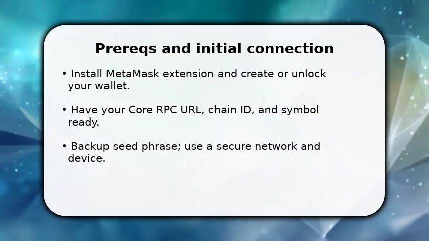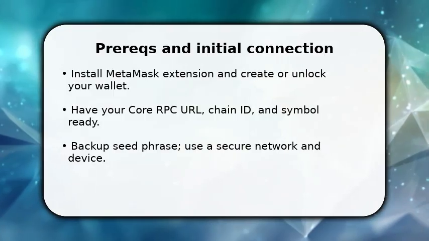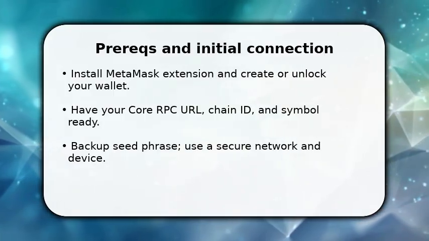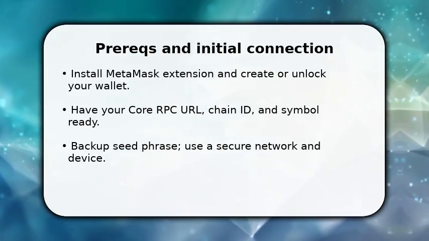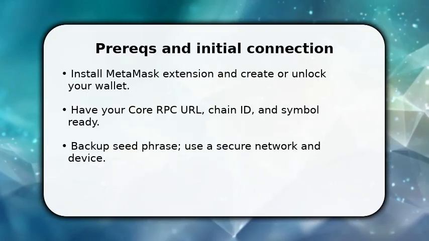You start by confirming prerequisites: Metamask installed, wallet unlocked, and your core RPC details at hand. Open Metamask and click the network selector. Choose Custom RPC to begin.